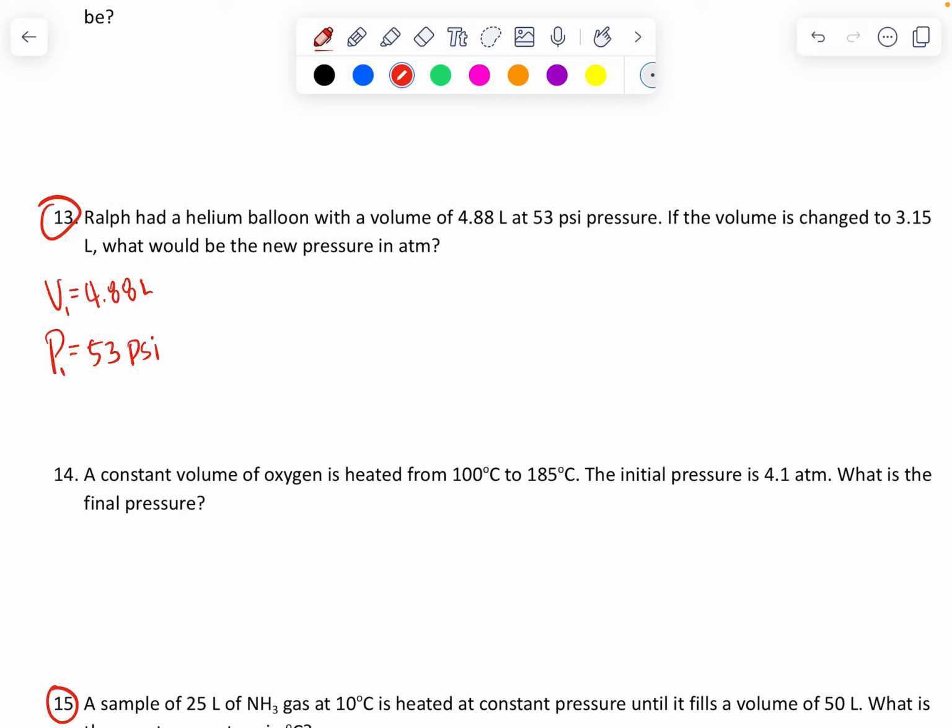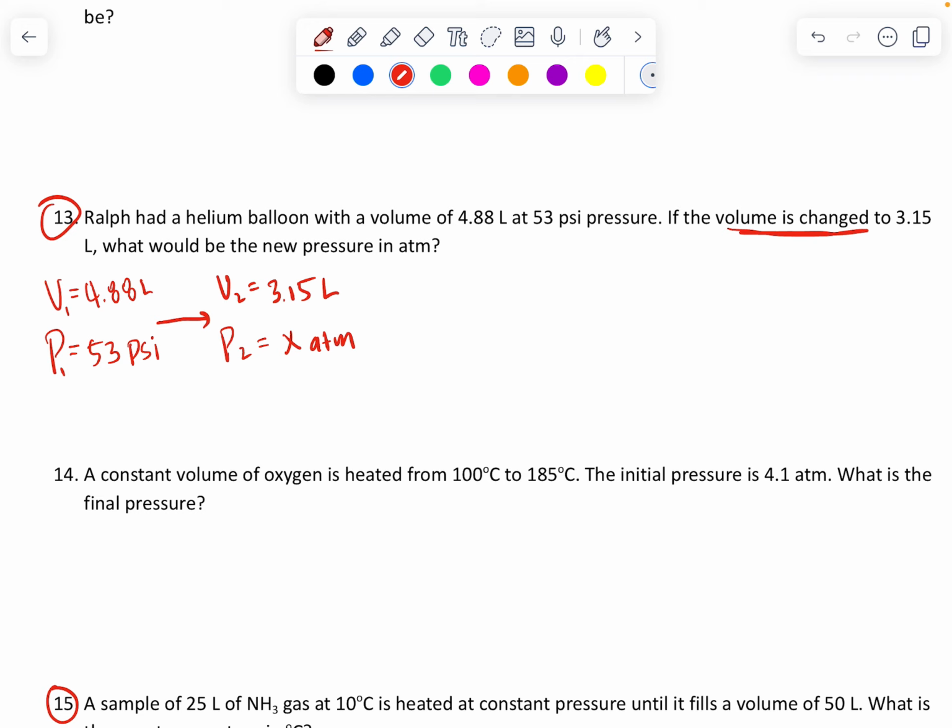If the volume is changed, so volume is changed, right? We know that something's changing. So I'm going to go ahead and draw an arrow indicating that there's some sort of change going on. So volume to 3.15 liters. Now we're trying to find what the new pressure is, X. However, oh, that's a tricky one, it would be the new pressure in ATM. So I see what they're trying to do here, trying to trick us, right?